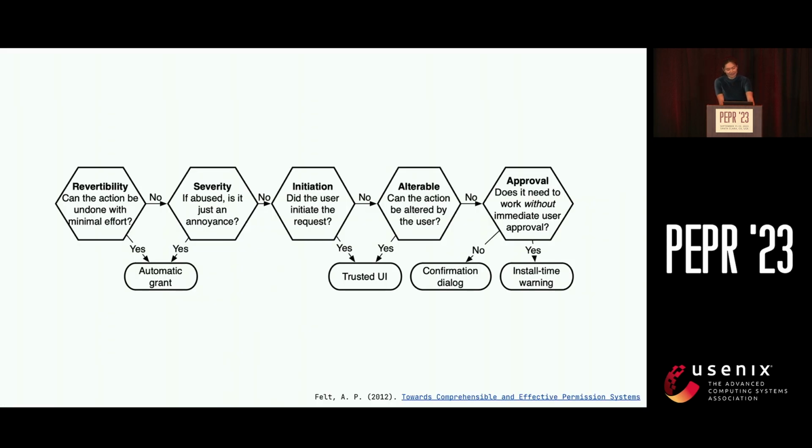To answer this, I want to introduce you to this classic permission flowchart from Adriana Porterfeld. This is a guide on which permission mechanism to use, depending on the capability. And this confirmation dialog is the permission prompt we've been talking about. If we backtrack to how we got to the confirmation dialog, what do we see? The user didn't initiate the request. The user can't alter the action. The user has to approve now or it won't work. Why is the user only brought in at the end?